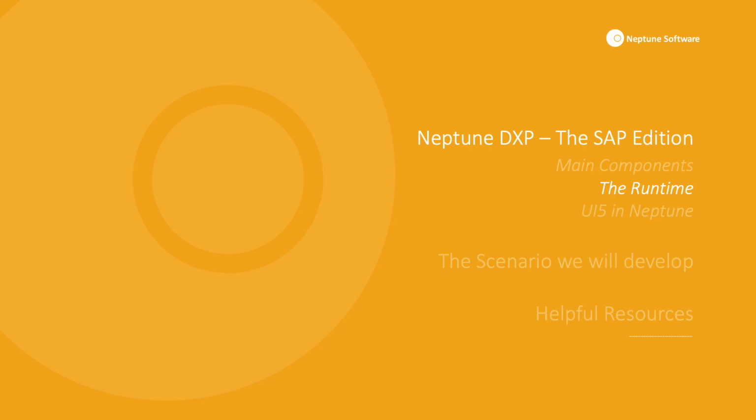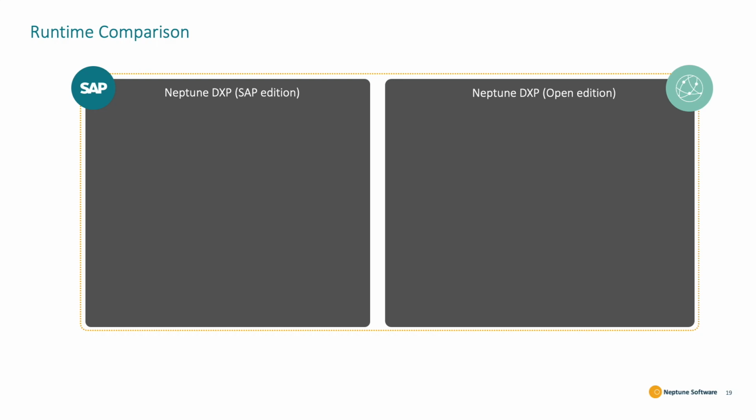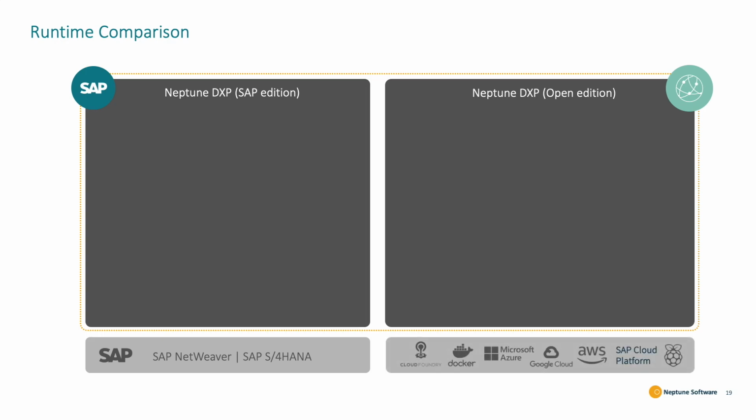Next, let's have a look at the runtime and the architecture behind the SAP edition. If we have a look at both modules side by side, we can understand the different use cases for them both. The SAP edition is embedded within the SAP NetWeaver stack. It's installed as an add-on via transport. And the Open edition is a Node.js runtime and can be hosted anywhere, so for example, on Google Cloud or AWS.